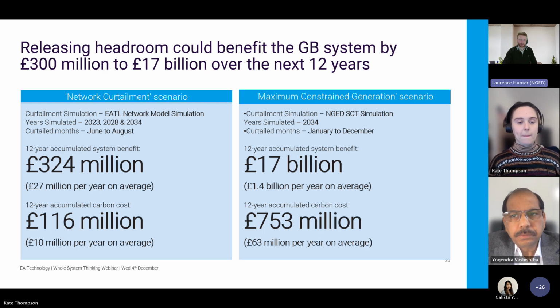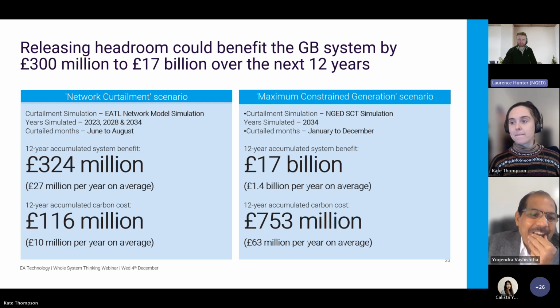Under the upper bound, the maximum constraint scenario, which used the simple curtailment tool, we found the benefit to be significantly higher. The volume of curtailment was found to be much higher, at around 20 terawatt hours in total, compared to only 1.4 terawatt hours in the network curtailment scenario. And this led to a much greater accumulated benefit of around £17 billion forecasted, with a carbon benefit of £753 million.